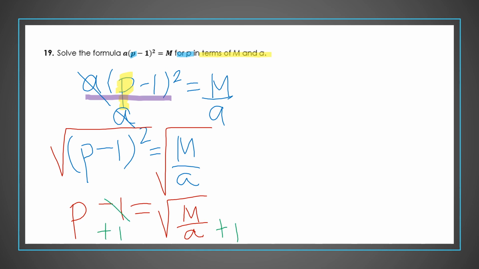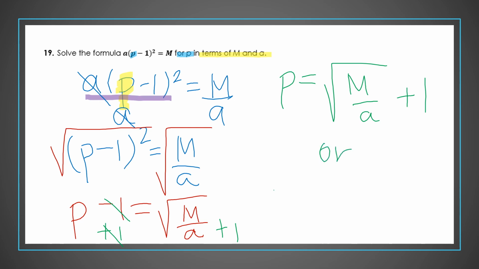And there are going to be two ways to write it. The first way would be p equals the square root of m over a with a plus 1 at the end. Make sure that plus 1 is not underneath the square root. Or you could write the plus 1 first. So it would be 1 plus the square root of m over a. Make sure that the signs follow the numbers. So if that 1 was a negative, make sure that the negative stays attached to that 1.